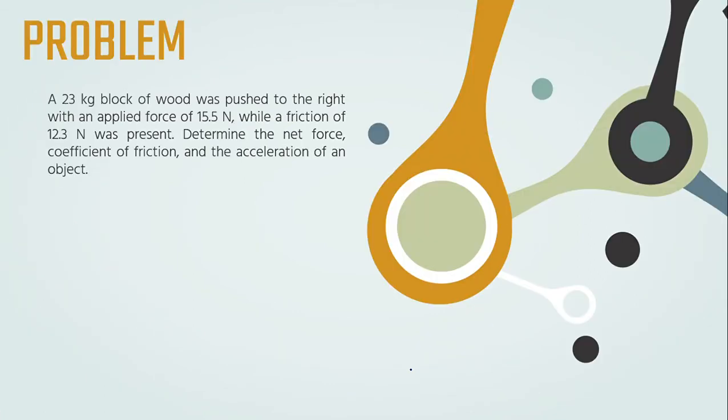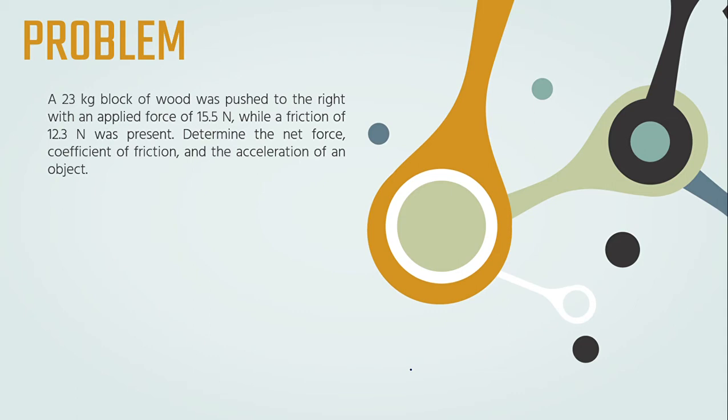A 23 kilogram block of wood was pushed to the right with an applied force of 15.5 N, while a friction of 12.3 N was present. Determine the net force, coefficient of friction, and the acceleration of the object.